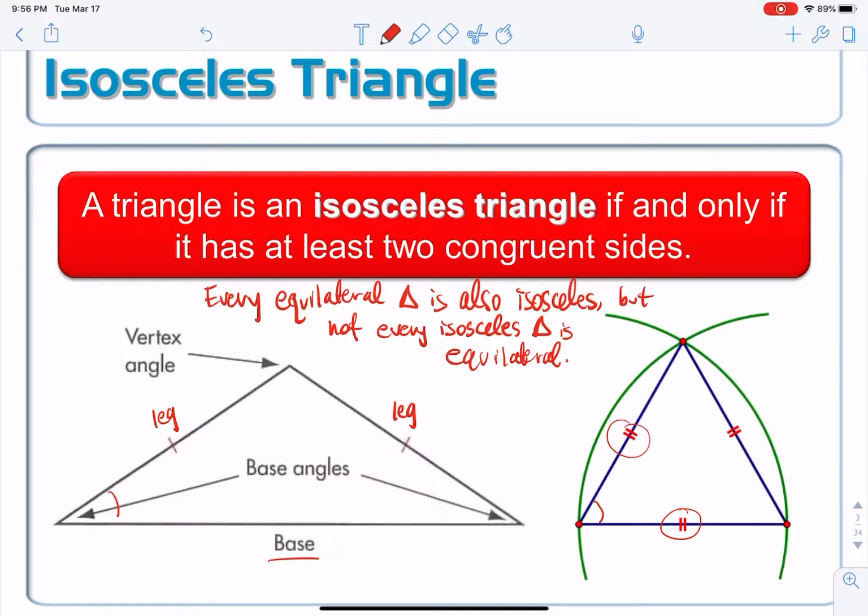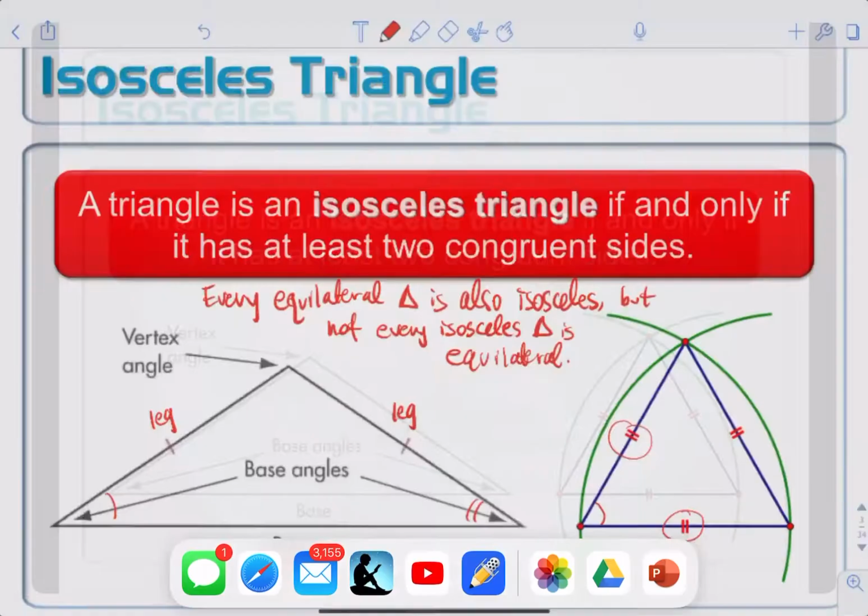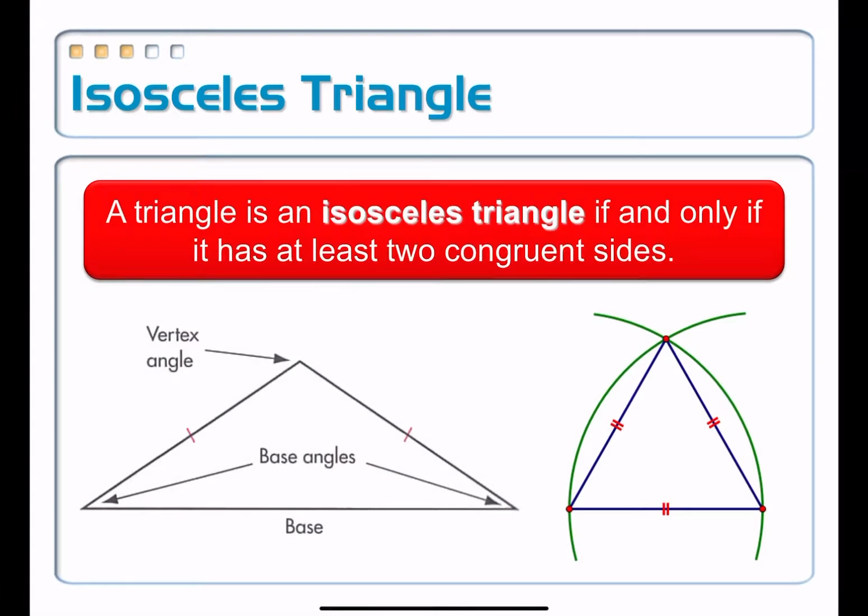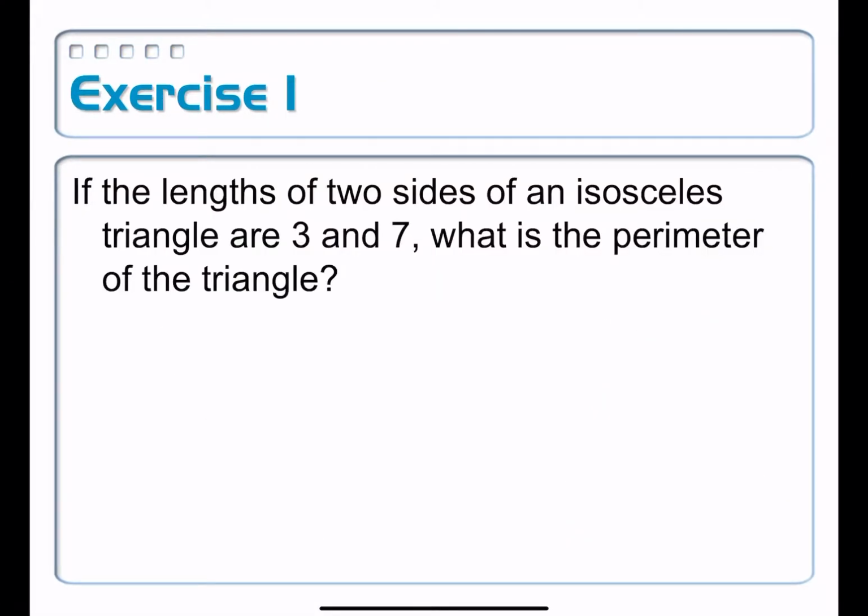So we got this angle over here, and we got this angle over here, the base angles. Matter of fact, our main theorem for this lesson concerns these two base angles. Okay, so now what I would like for you to try to do is this first exercise. If the lengths of two sides of an isosceles triangle are 3 and 7, what is the perimeter of the triangle?